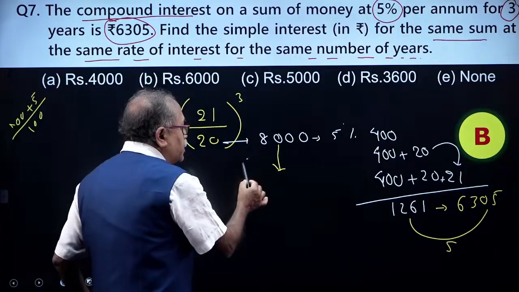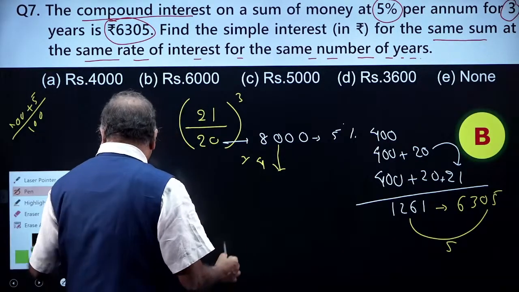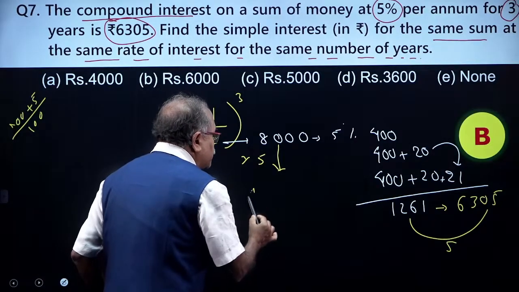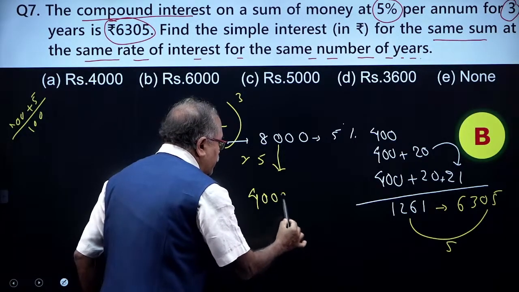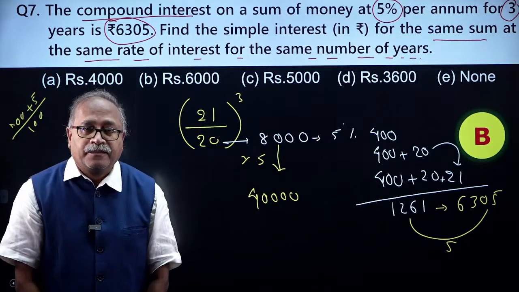This is nothing but when I multiply this one by 5 times. So, you will find that 40,000 is the principal. This is the easiest way to find out the principal.